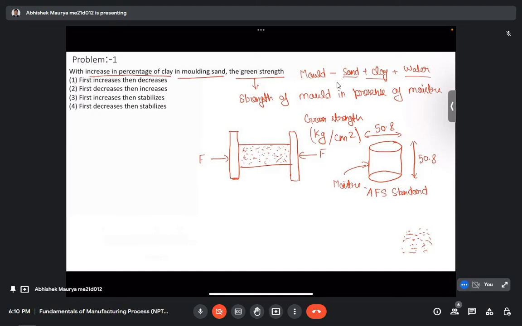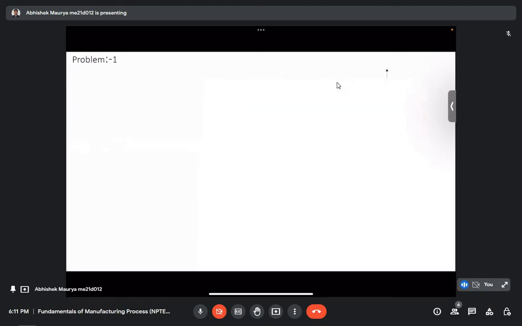So let's see what has been asked in the question. So it is asking about the green strength by adding the clay. So I would like to discuss some of the factors which would affect the green strength. So let's start discussing this. Basically, size of molding sand also affects the strength.